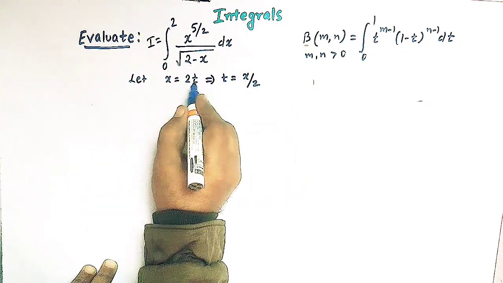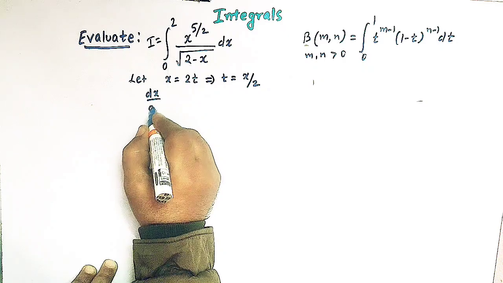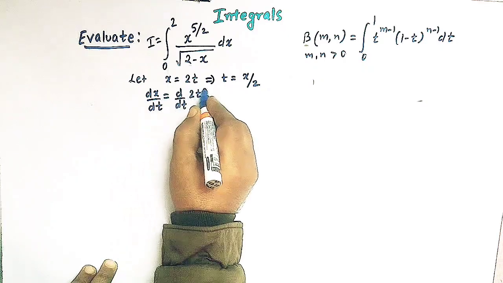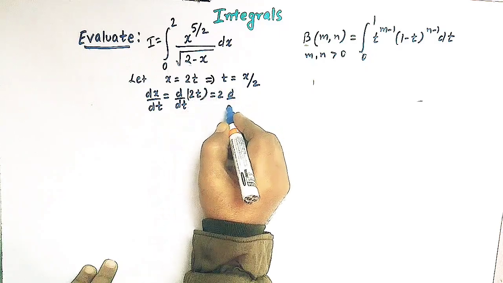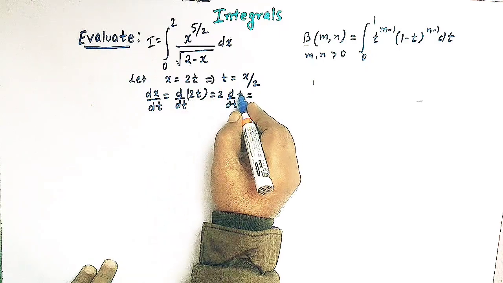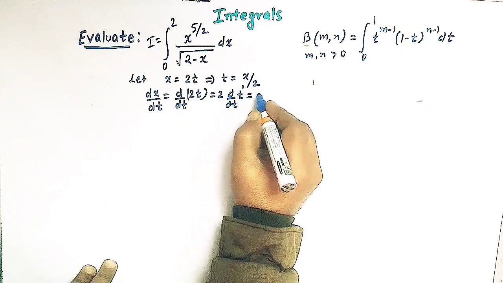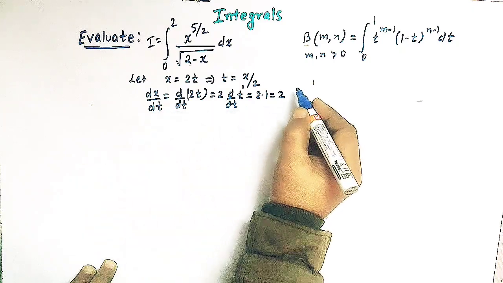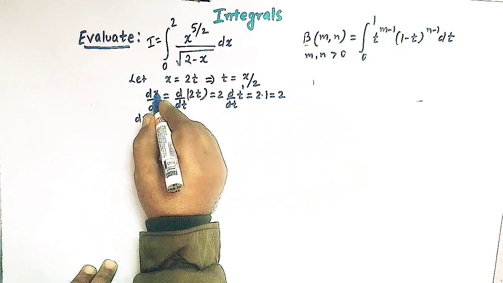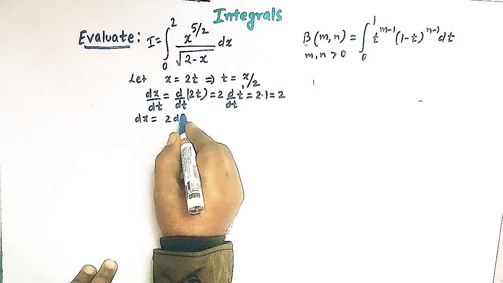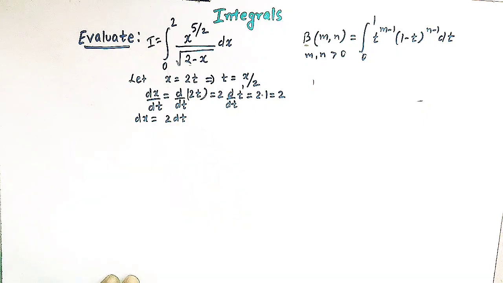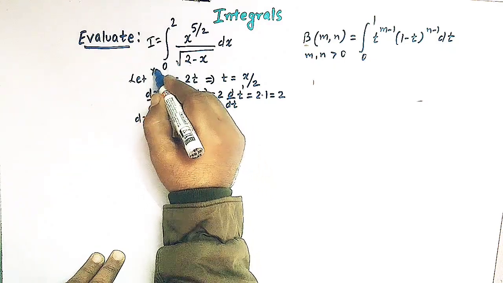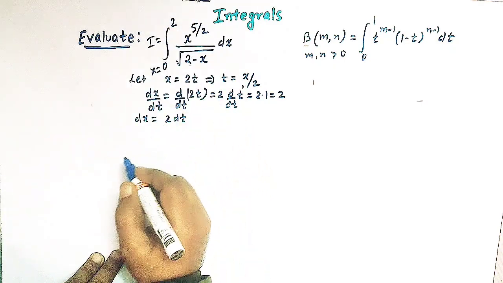Now let us differentiate x with respect to t. So we have dx over dt is equal to d by dt of 2t, and then we can write 2 times d by dt of t, and the derivative of t with respect to t is 1. So we have 2 times 1, that is equal to 2. So now we can write dx is equal to 2 dt. Okay, so now here we'll change the limits accordingly. So here the lower limit is 0 and the upper limit is 2.